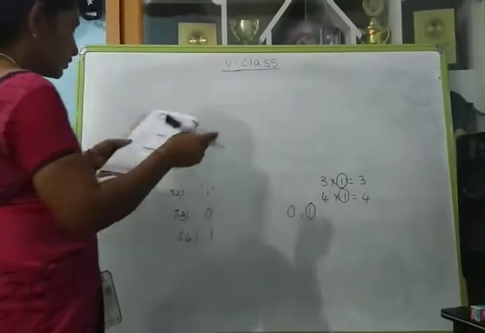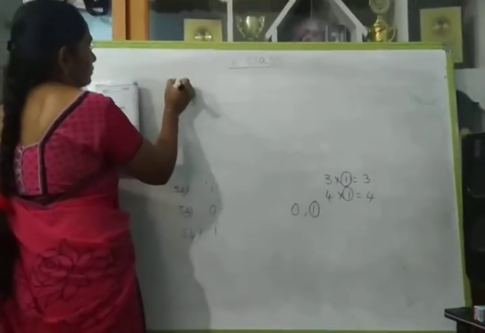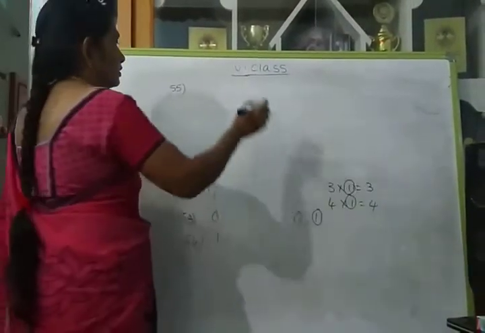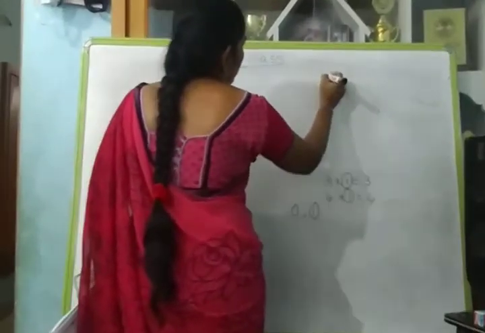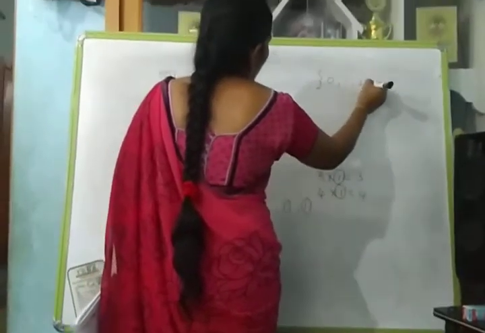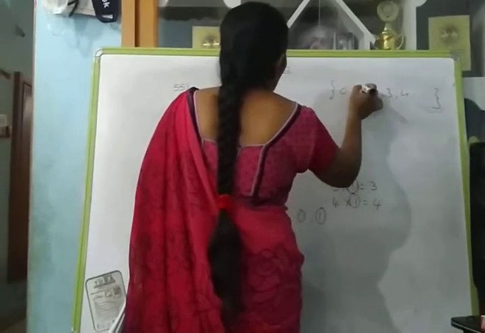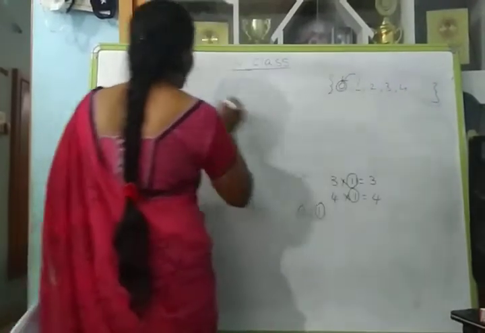Next, 55. Predecessor of 1 in the set of whole numbers. The set of whole numbers is 0, 1, 2, 3. In this set, the predecessor of 1 is the number before 1, which is 0. So the answer is 0.